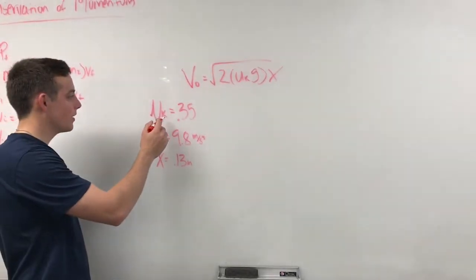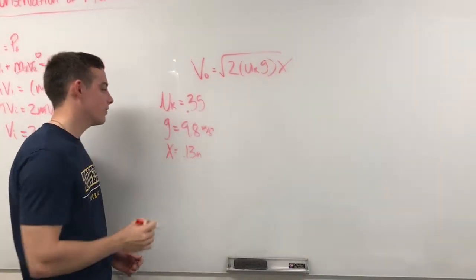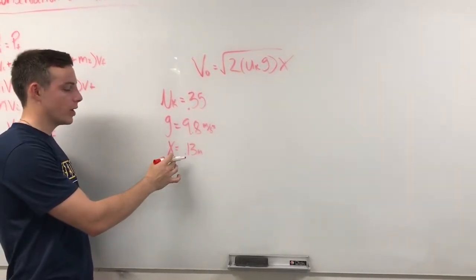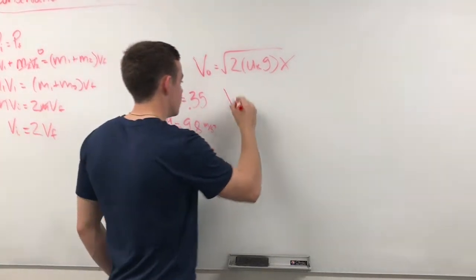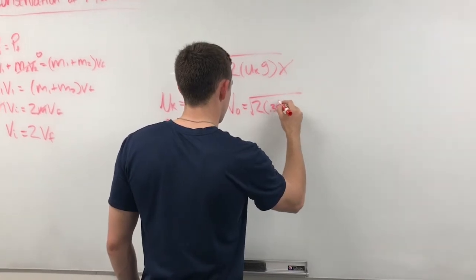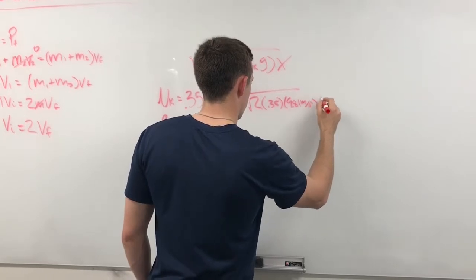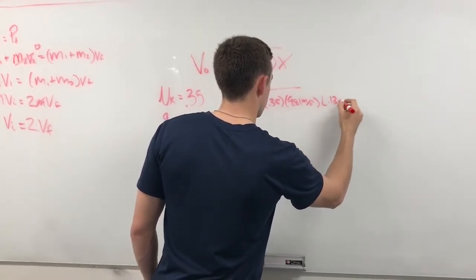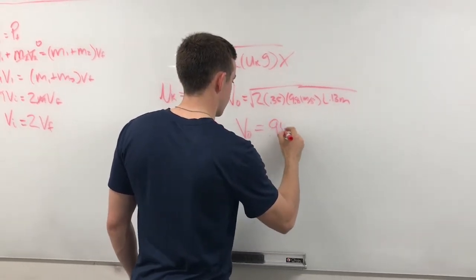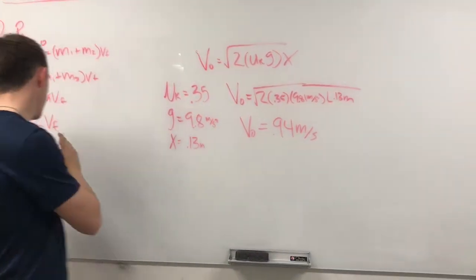So we looked up online the coefficient of friction between two pieces of dry wood, and it came out to be 0.35. Our gravity is 9.8 meters per second squared, and the distance that the two blocks travel is 0.13 meters. So when we plug them into the equation, we get 2 times 0.35 times 9.81 meters per second squared times 0.13 meters. This all simplifies to 0.94 meters per second, which would be the final velocity here.